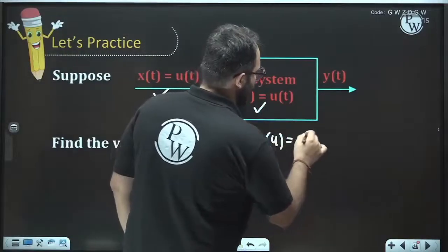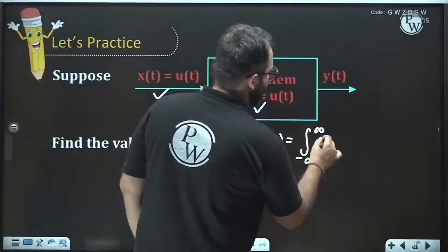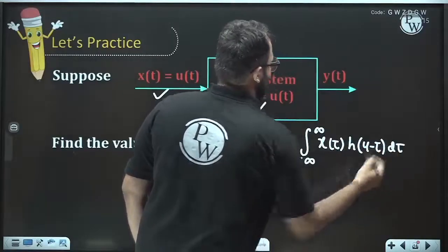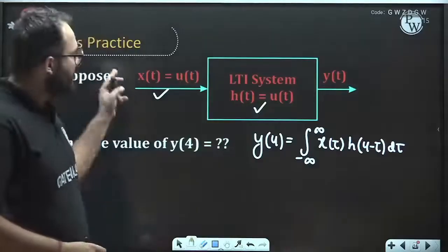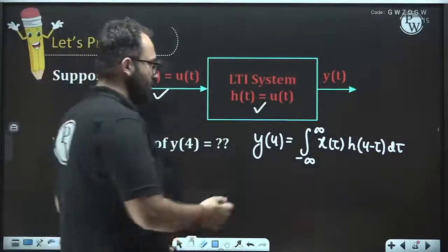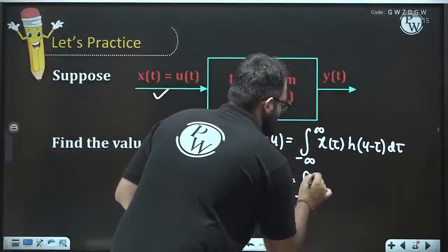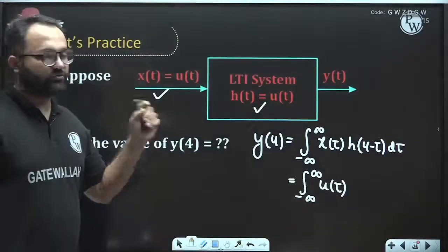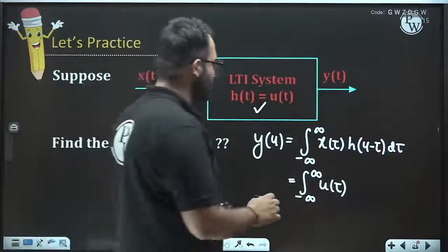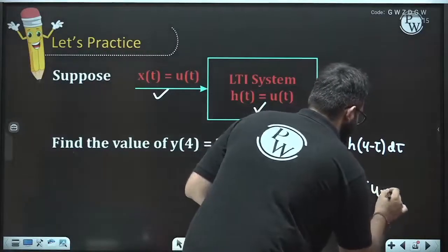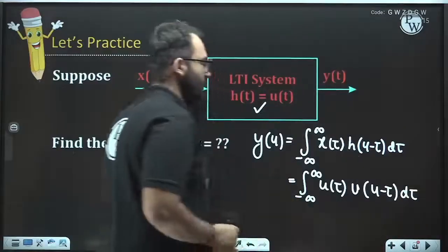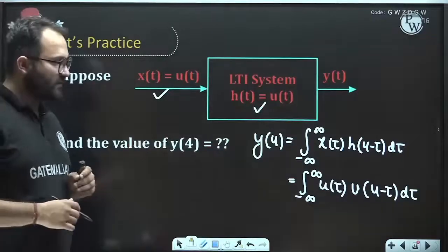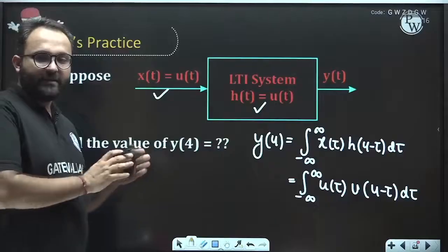So y4 is equal to the integral from minus infinity to infinity of x tau h of 4 minus tau d tau. What is x tau? x t is u t, so x tau will be u tau. Now h t is equal to u t, so h of 4 minus tau will be u of 4 minus tau. We first have to find u tau and u of 4 minus tau, then multiply them and integrate the result to get y4.